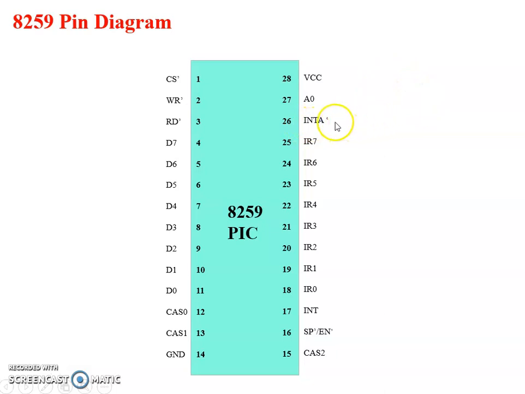So the 8086 will send 2 pulses on this INTA line. When this 8259 receives the first INTA bar pulse, it calculates the type number of the interrupt, and when it receives the second INTA bar pulse, it sends the type number through these data lines D0 to D7. Then IR0 to IR7 are the interrupt request lines. Peripheral devices send requests to the 8259 by using these request lines.